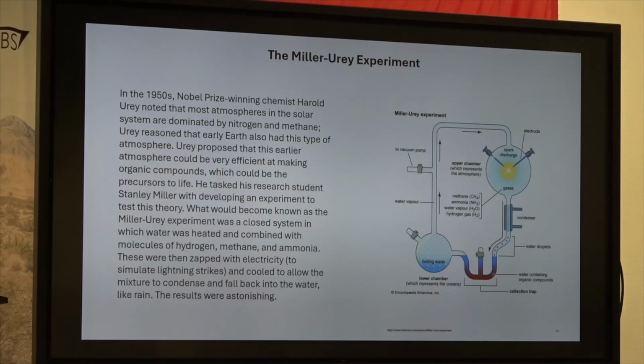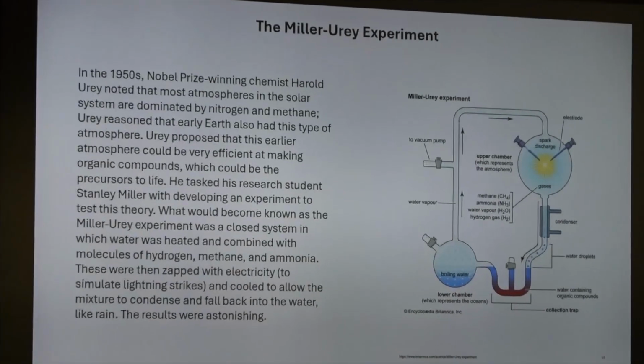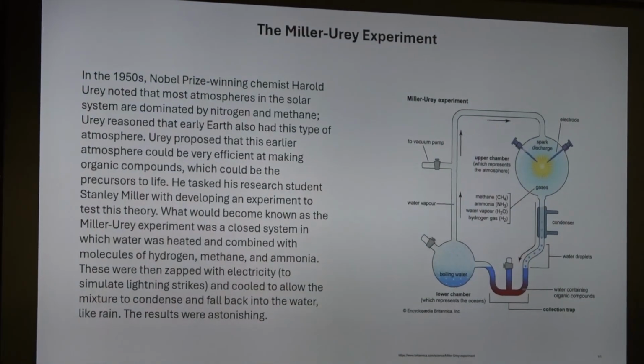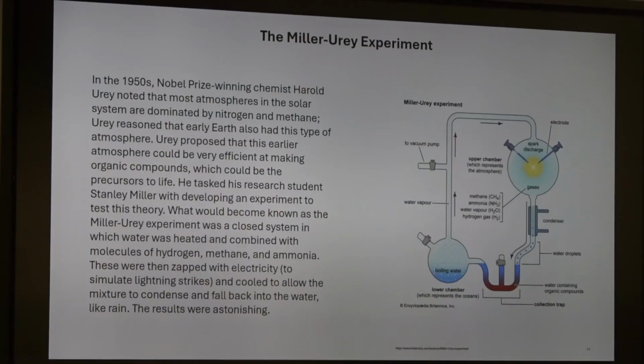In the 1950s, a Nobel Prize-winning chemist, Harold Urey, noted that most atmospheres in the solar system are dominated by nitrogen and methane. And Urey reasoned that early Earth also had this type of atmosphere, and he proposed this earlier atmosphere could be very efficient at making organic compounds. Let me remind you, to get life, you need carbon-nitrogen bonds. Carbon-nitrogen bonds are what you find in chlorophyll, in RNA, DNA, in amino acids and proteins. But where's the carbon-nitrogen going to come from? You don't have it to start with in terms of the atmosphere.